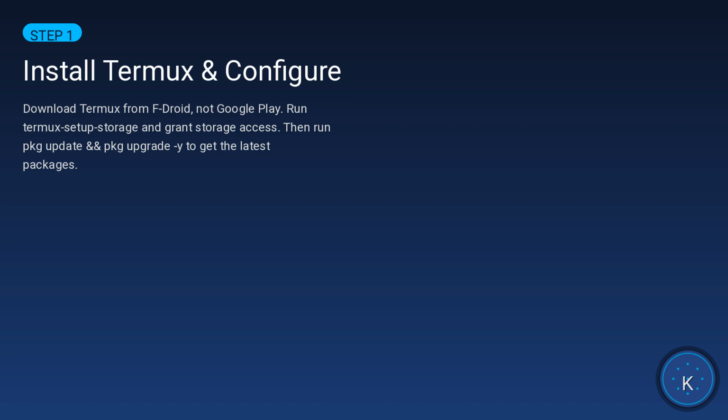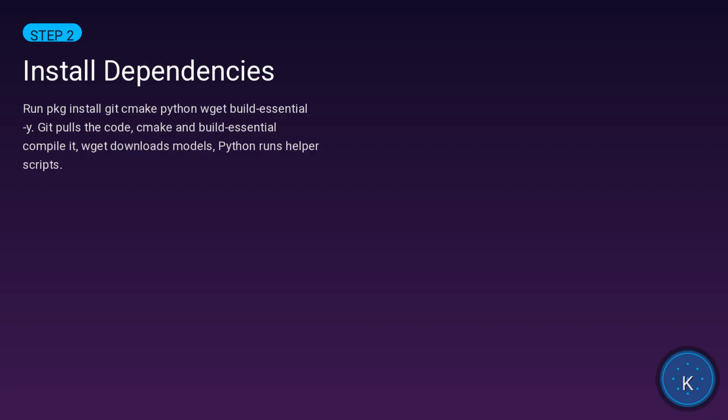Install dependencies. Run pkg install git cmake python wget build-essential. Why? Git pulls the code, cmake and build-essential compile it. Git downloads models, Python runs helper scripts.